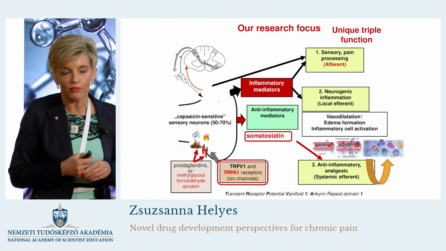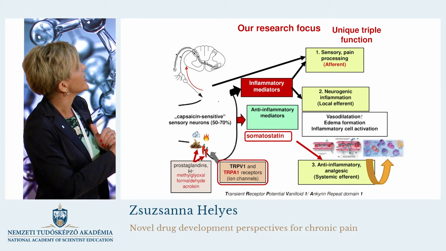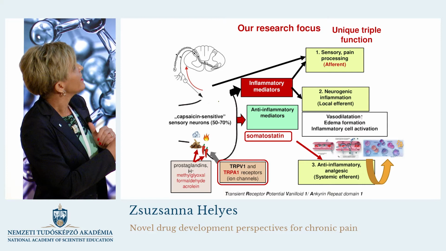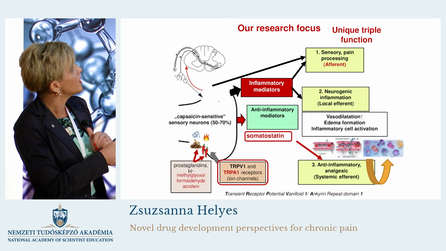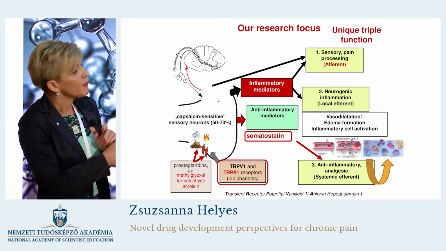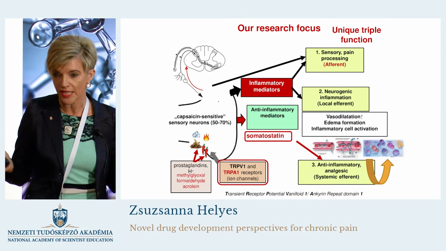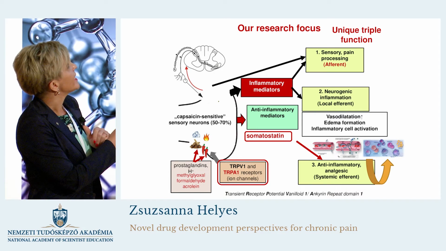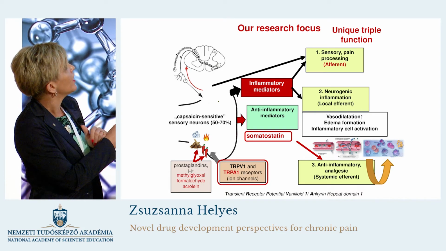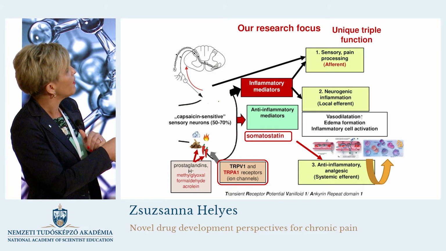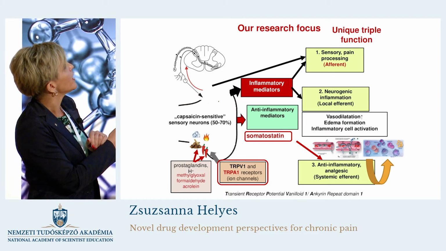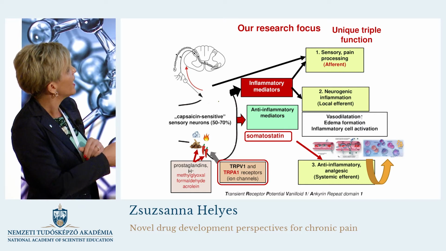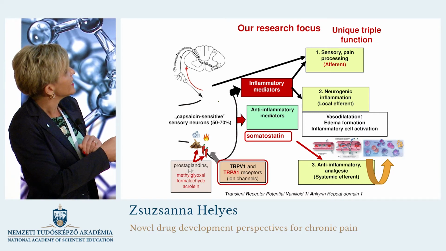Our research group focuses on the primary sensory neurons and a subpopulation of them, which are called capsaicin sensitive primary sensory neurons, which actually make up 2/3 of all sensory neurons. The cell bodies are located in dorsal root ganglia. The peripheral terminals go to the skin, the joints, internal organs, and the central projections go to the spinal dorsal horn.